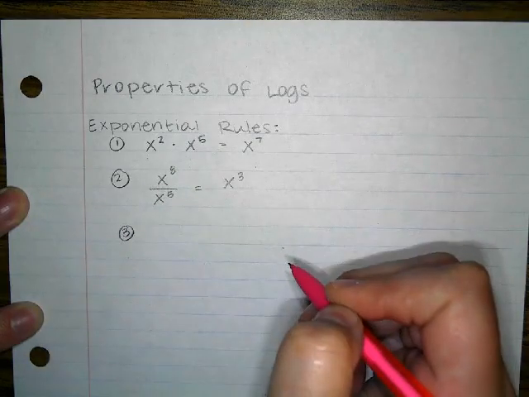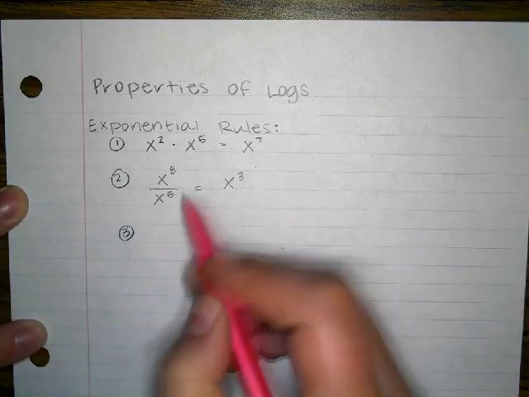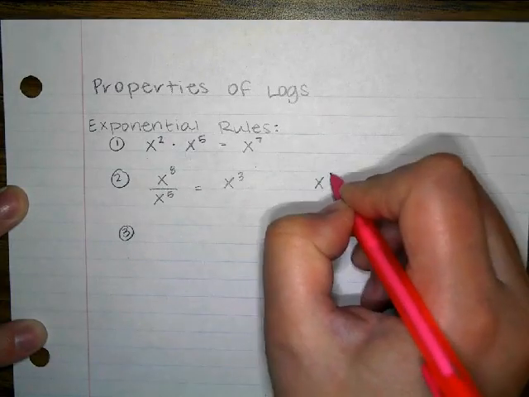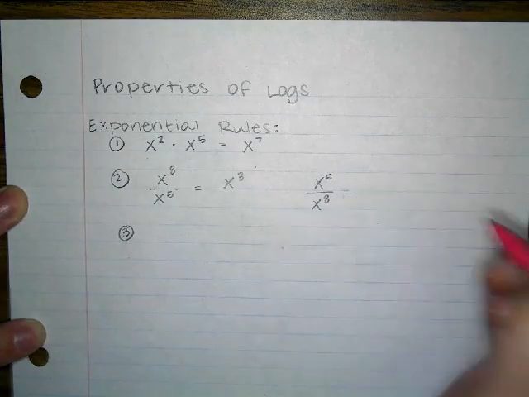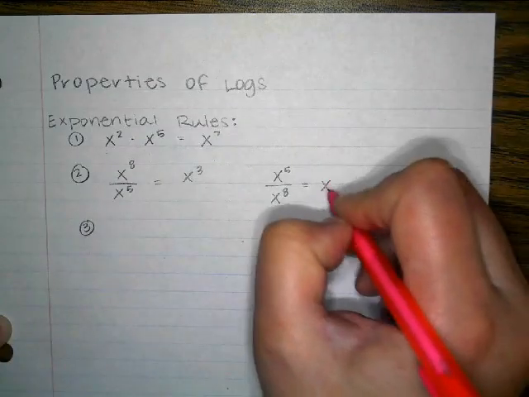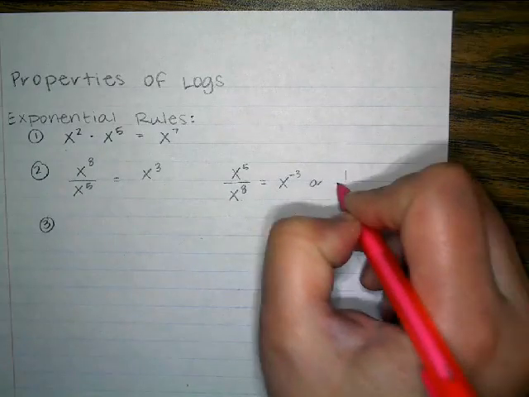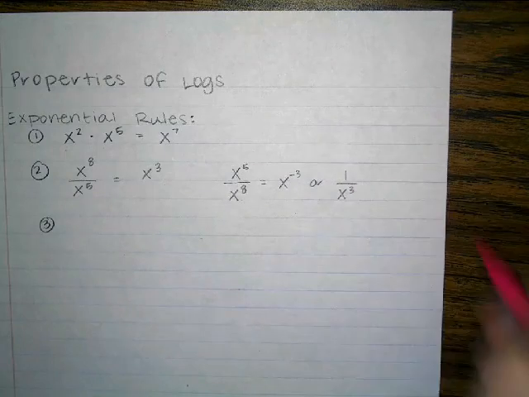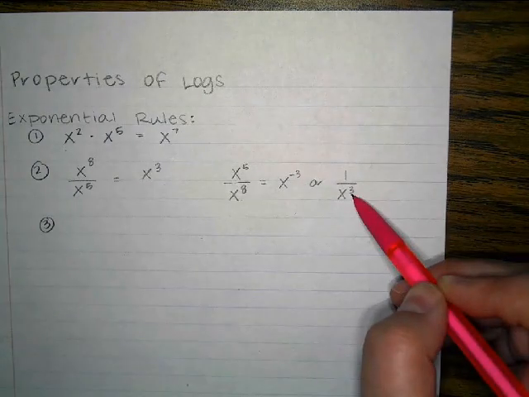Would it work if the 8 and the 5 were switched? Yeah. So let's say we had x to the fifth over x to the eighth. If we were to subtract them, we would get x to the negative third, or we could say 1 over x to the third, because a negative exponent is the same as having an exponent on the bottom.